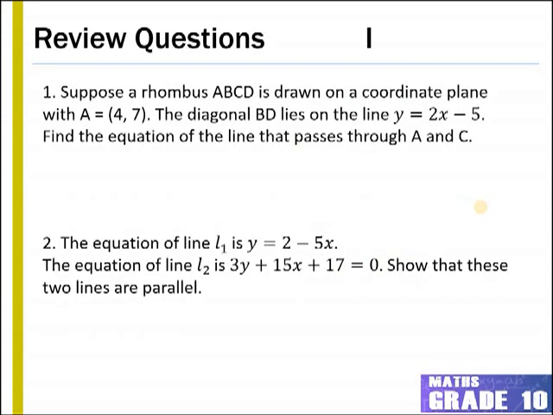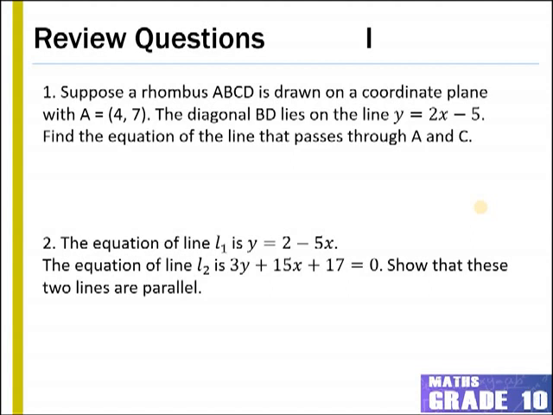Review questions, part 1. Suppose a rhombus ABCD is drawn on a coordinate plane with A equals (4, 7). The diagonal BD lies on the line y equals 2x minus 5. Find the equation of the line that passes through A and C. 2. The equation of line L1 is y equals 2 minus 5x. The equation of line L2 is 3y plus 15x plus 17 equals 0. Show that these two lines are parallel. Pause the video whilst you work them out.